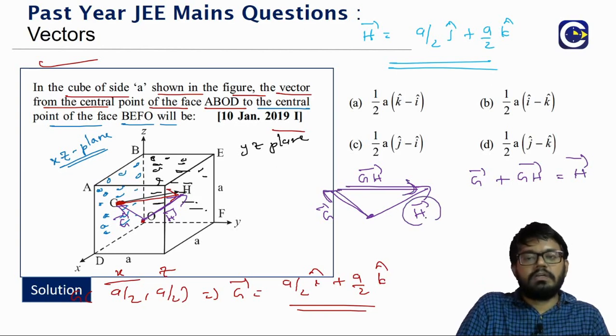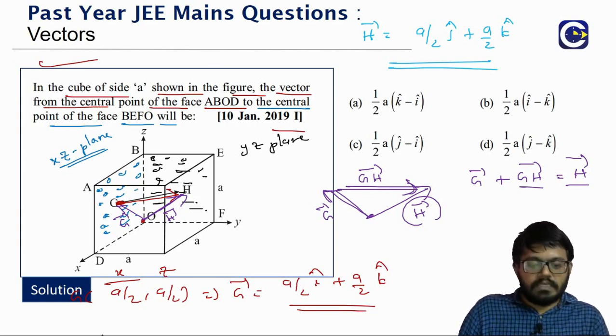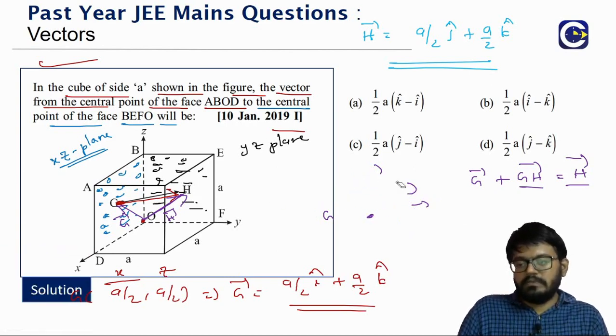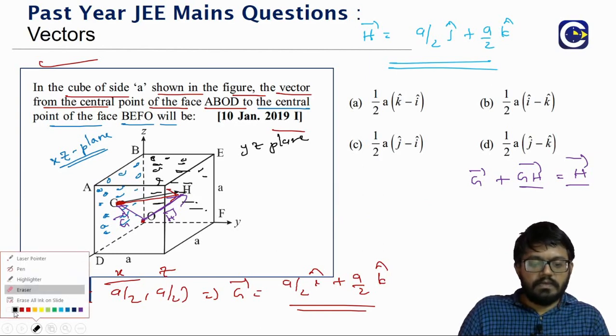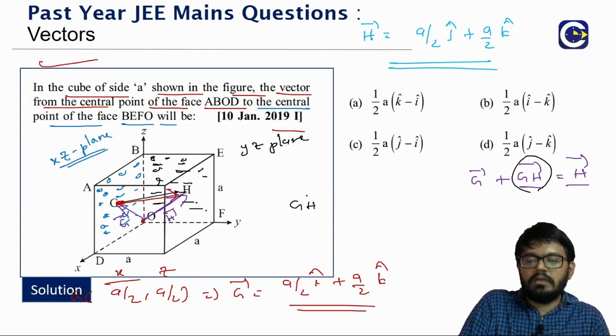This is the third side in reverse order, the resultant, by the vector law. From here, what will we get? The GH vector that we are looking for, the vector drawn from G to H. The GH vector will be the H vector minus the G vector.